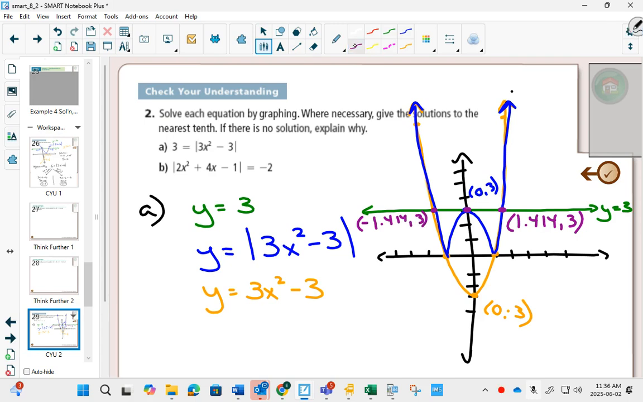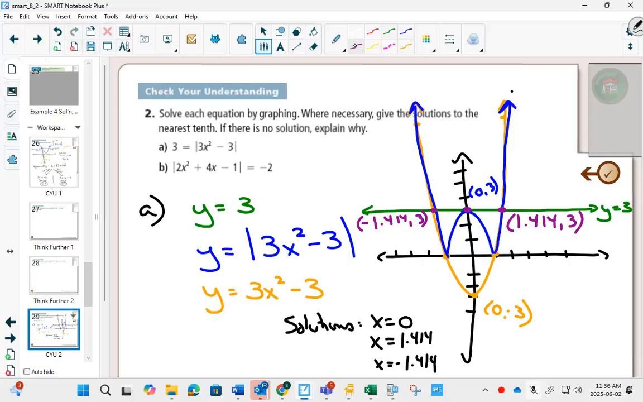So our solutions are x equals 0, x equals 1.414, and x equals negative 1.414. Does anybody recognize the number 1.414? It's the square root of 2.